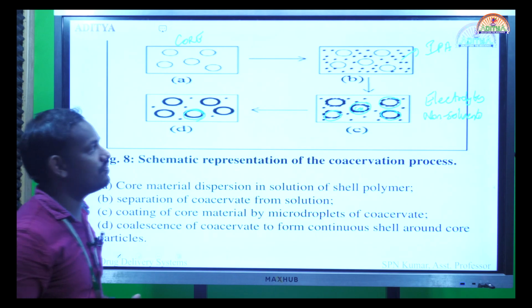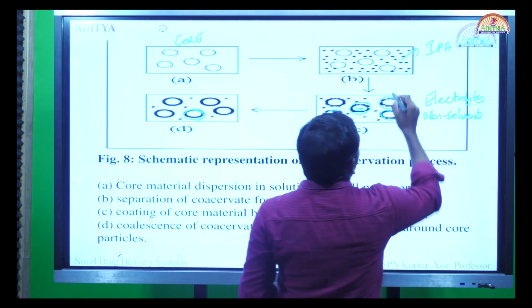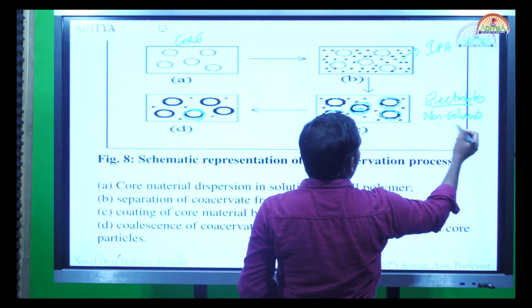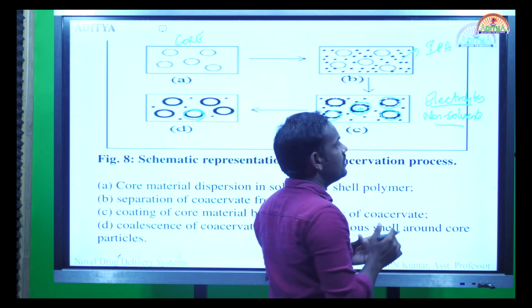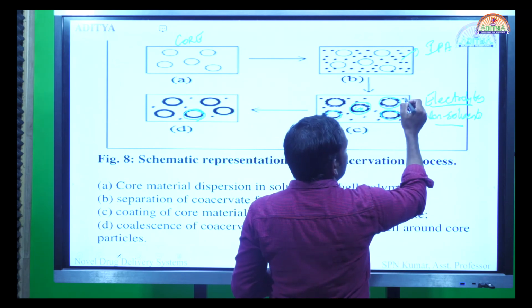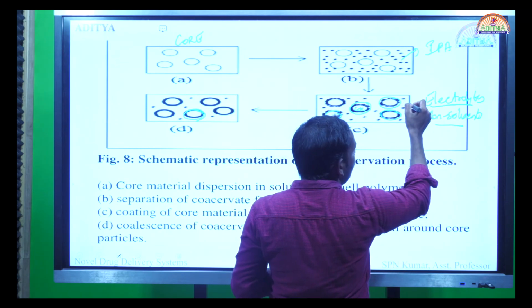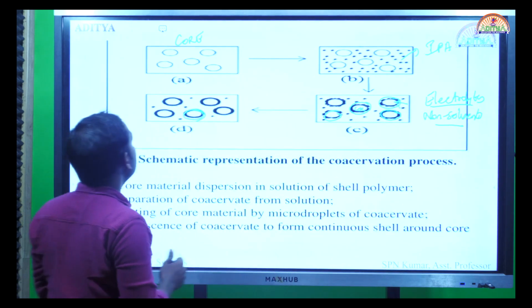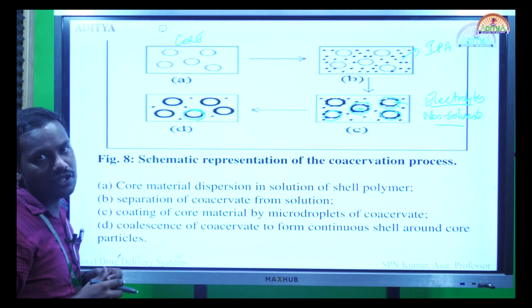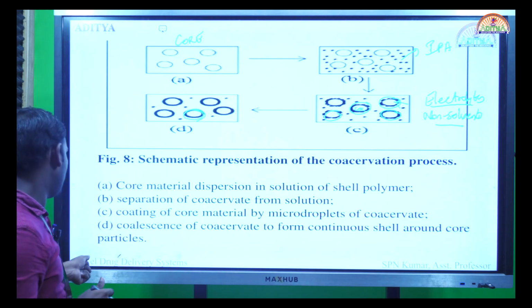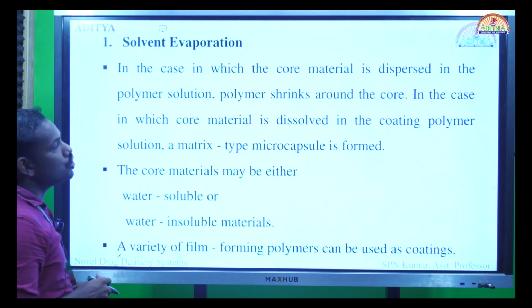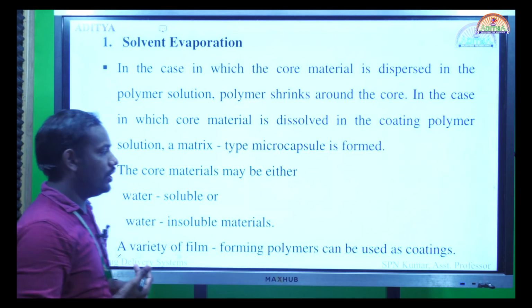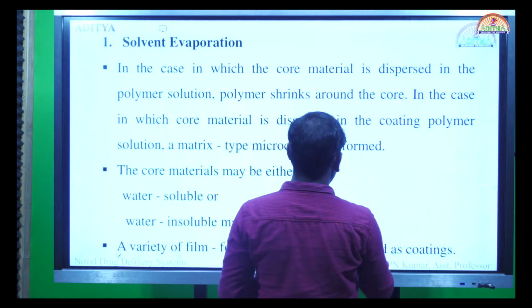Why we are calling it phase separation is that the use of electrolytes and non-solvents is separating the phases, separating the dissolved substance from the liquid phase onto the solid phase. Since it is involving separation, we call this technique the phase separation process, coacervation phase separation process. So, solvent evaporation. What do you mean by solvent evaporation? Very simple. We are going to take the drug.